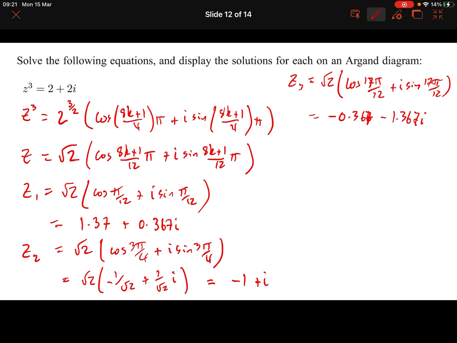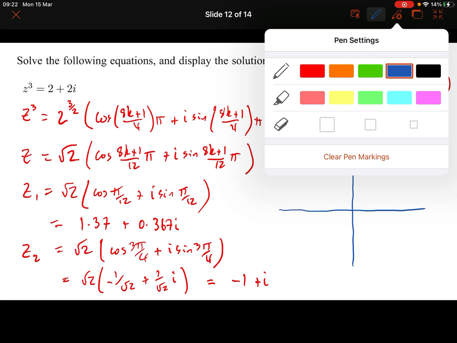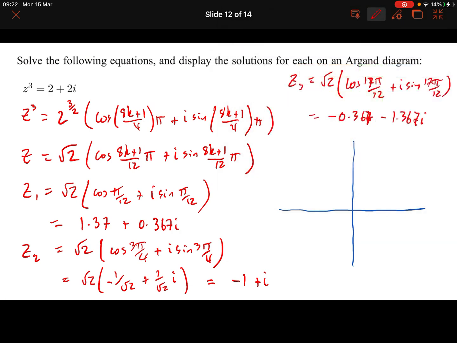Now I'm going to display them on an Argand diagram so that I know I've done it right, because watch what happens when I do that. Let's do the easy one first. Minus 1 plus i, that's somewhere like that. 1.37 plus 0.367i is maybe something like about here. And finally, minus 0.367 minus 1.367i would maybe be somewhere like here.